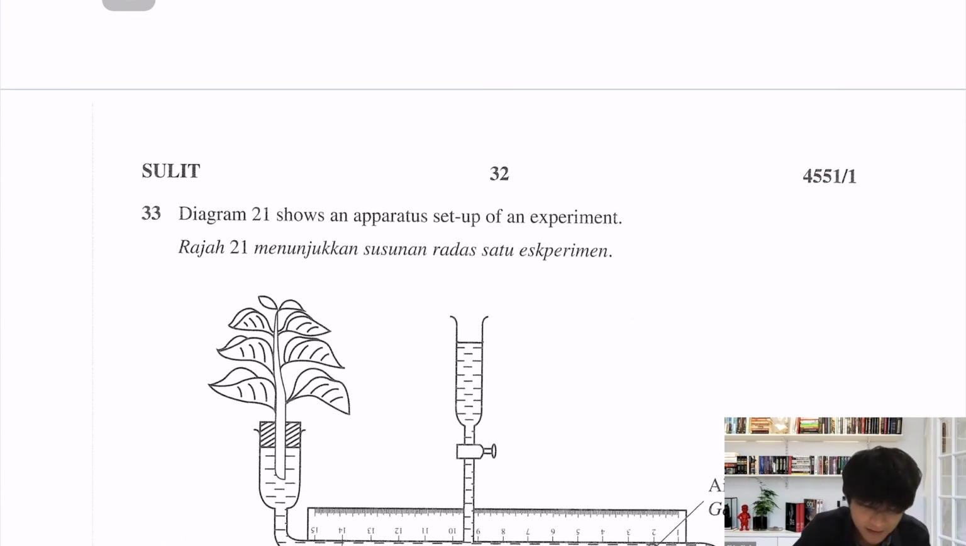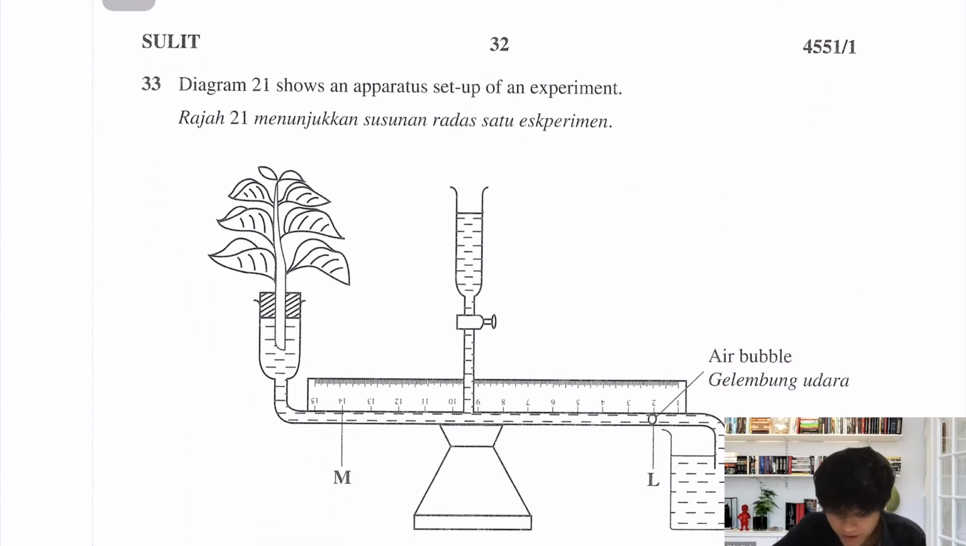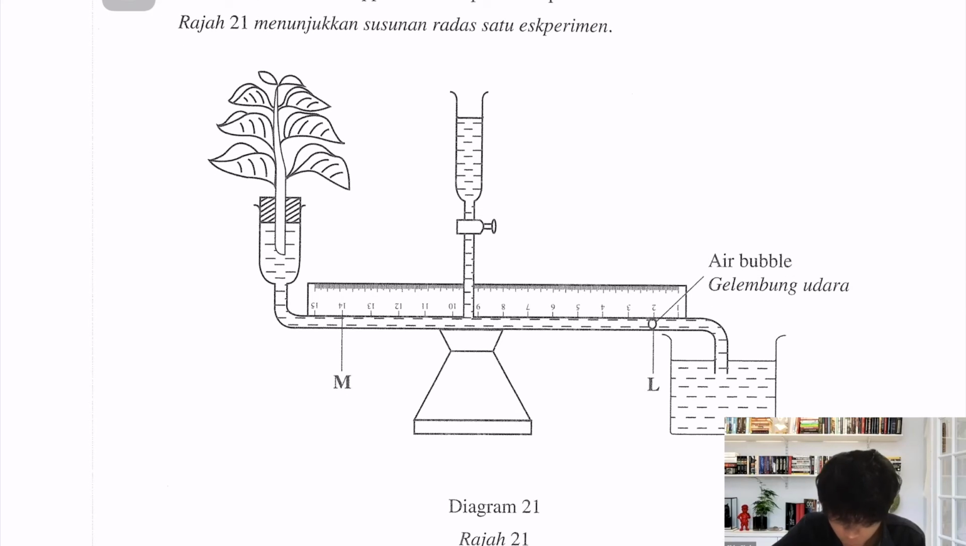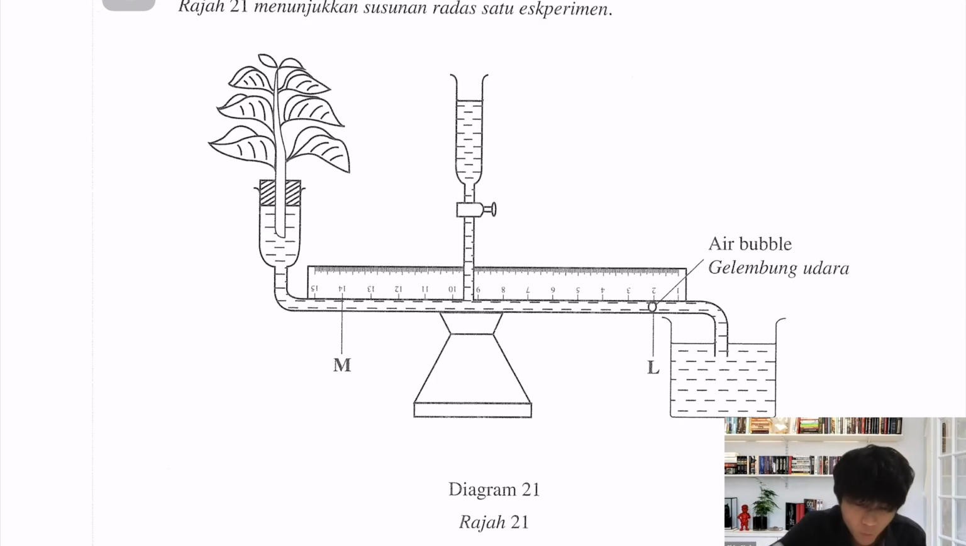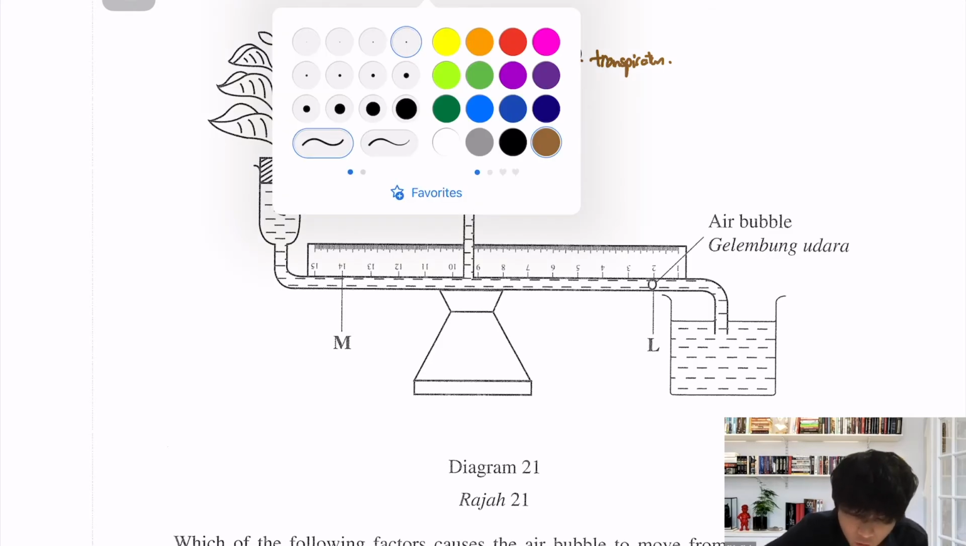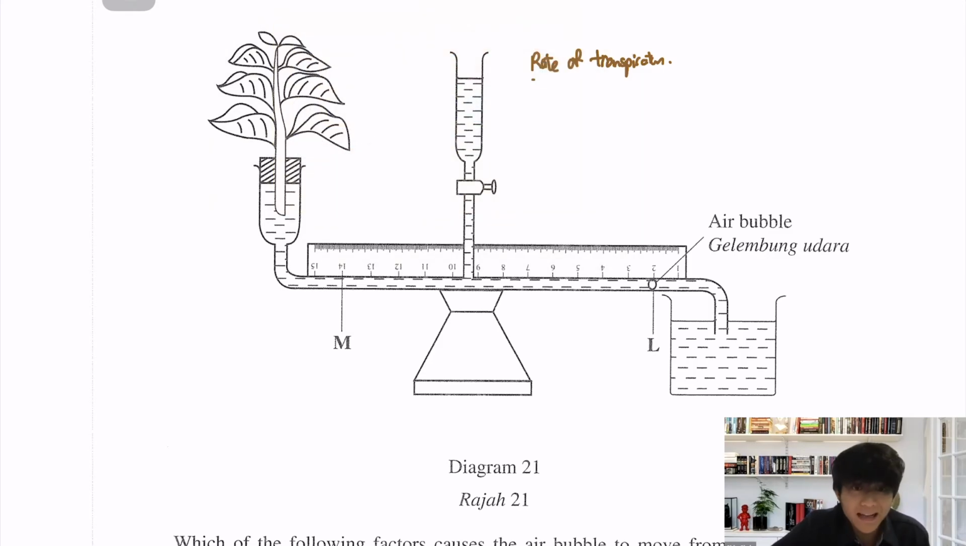Okay, next. 33. Set up for an experiment. Which of the following factors caused the air bubble to move from L to M in the shortest period of time? So basically we are studying the rate of transpiration. In order for plants to have high transpiration, the temperature must be super high, the humidity must be super low, and at the same time the light intensity must be super high.